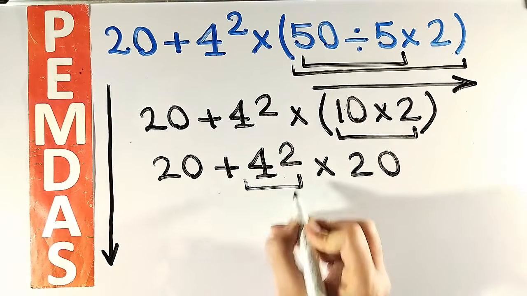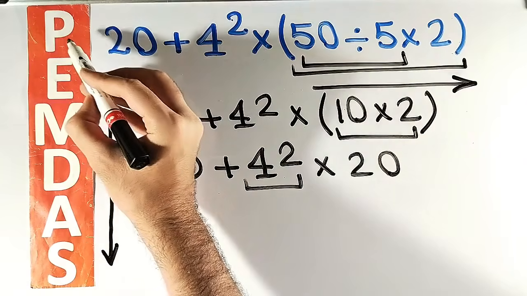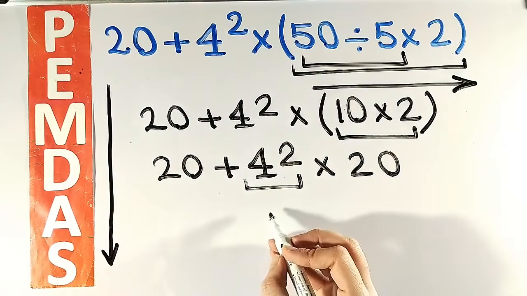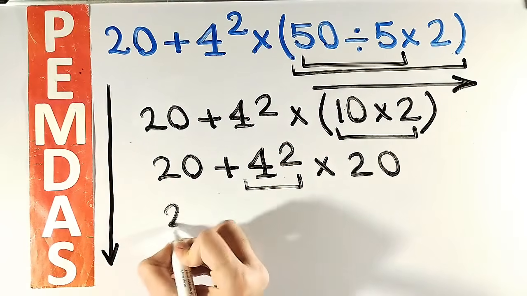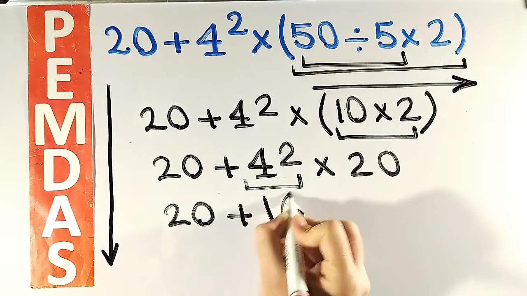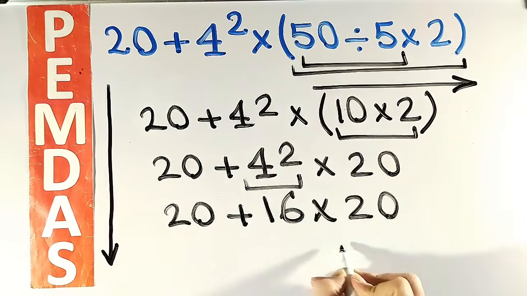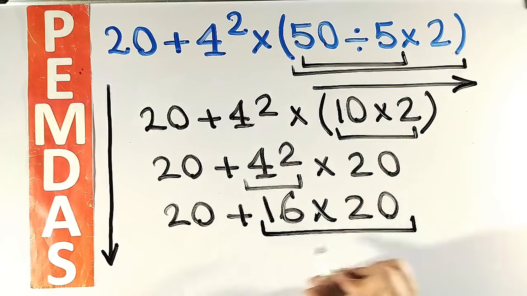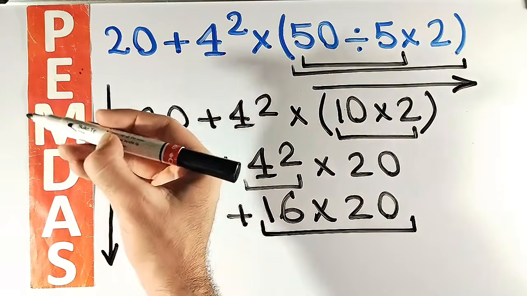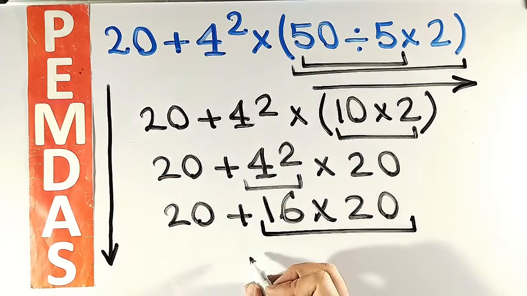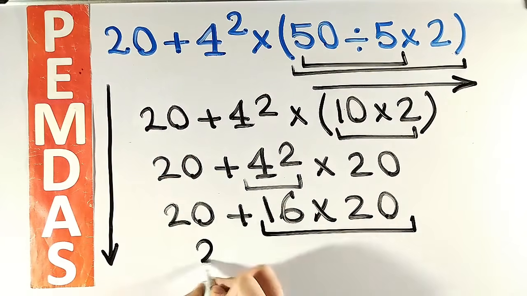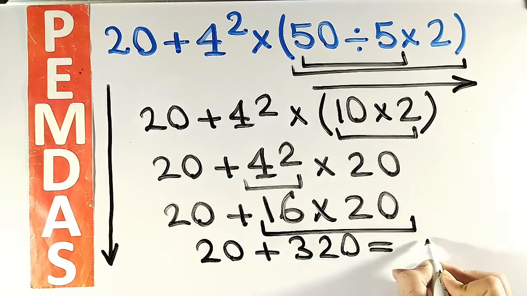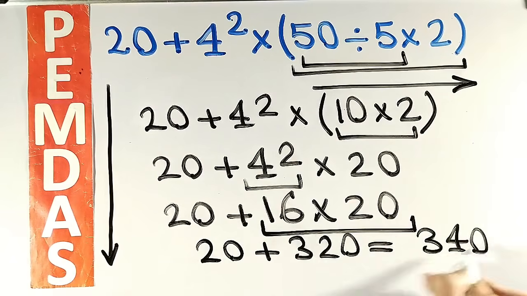Then we go for the exponent because in the PEMDAS rule, after parentheses, exponent has a higher priority than the other operations. So we rewrite this expression as 20 plus 16 multiplied by 20. And the final step, we go for the multiplication between 16 and 20 because multiplication has a higher priority than addition. So we rewrite this expression as 20 plus 320, which finally gives us the answer 340.